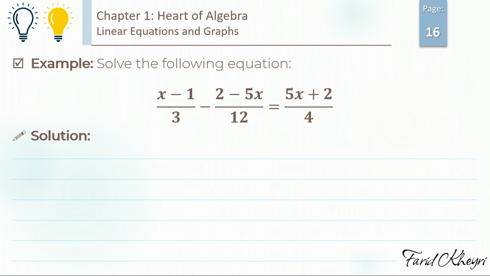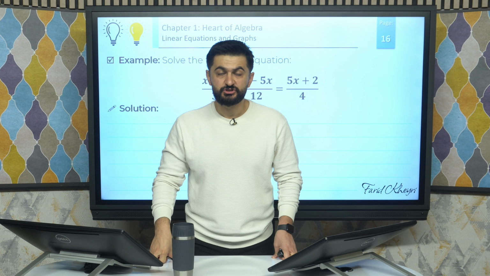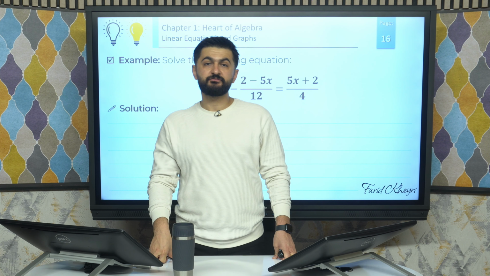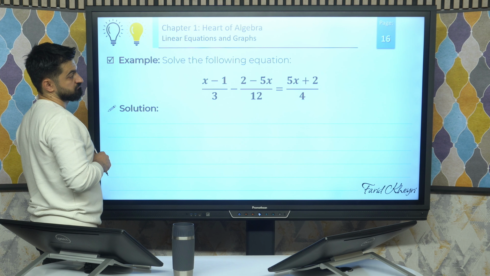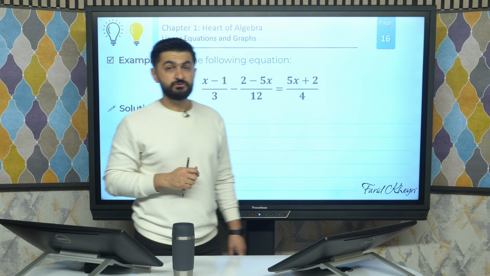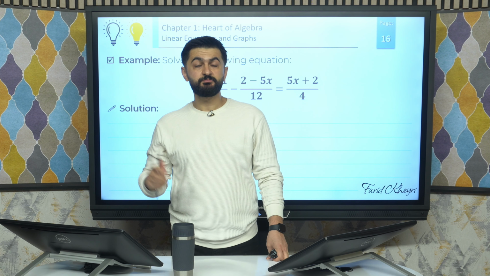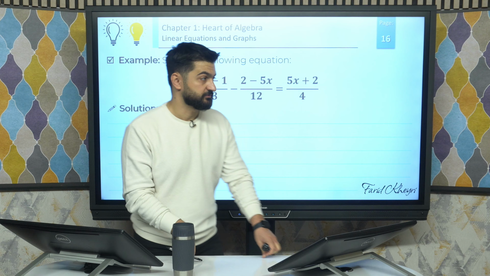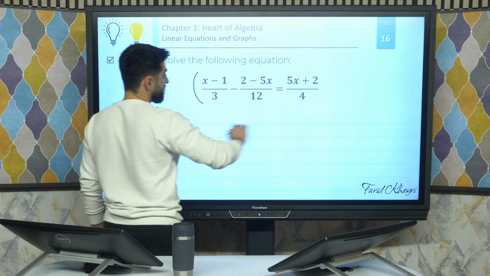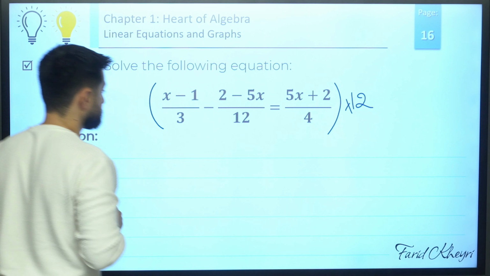And finally, the equation that we have talked about. So, what do you think? What do we have to do to get rid of the denominators? In my point of view, we have to multiply both sides by the least common multiplier of the denominators, which is 12.